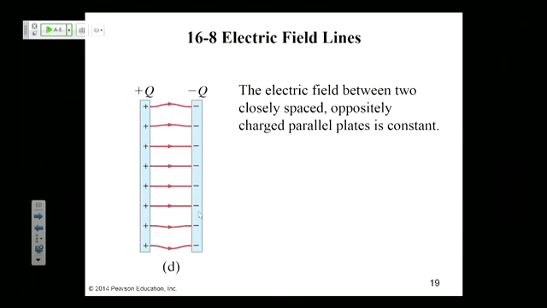So for two point charges, it is just one simple line. But when you have charged plates, you have more than one line. You have an infinite number of lines, in fact, representing that field.